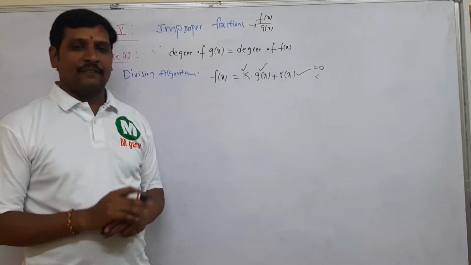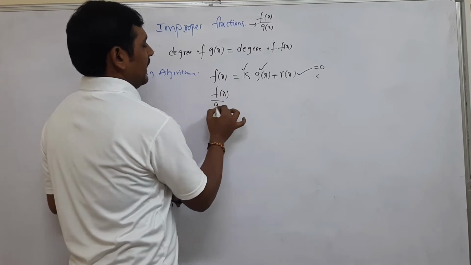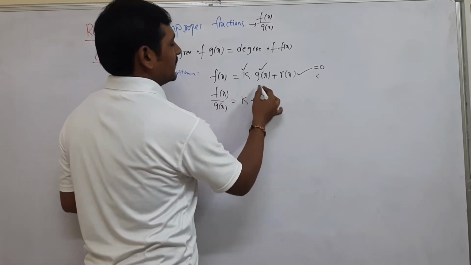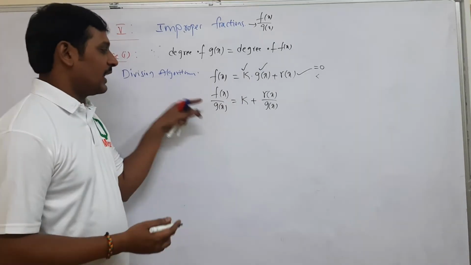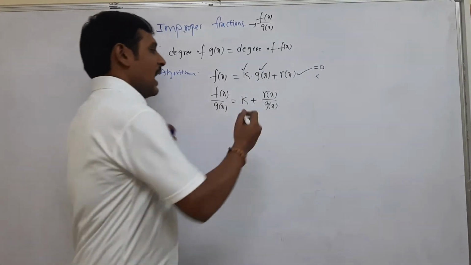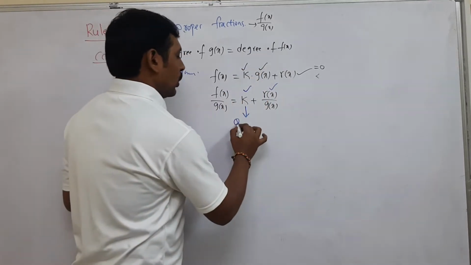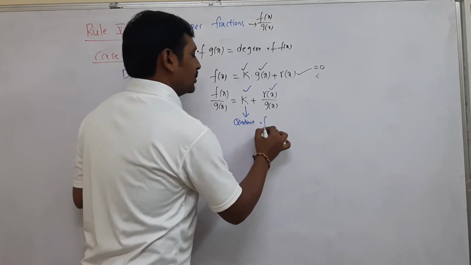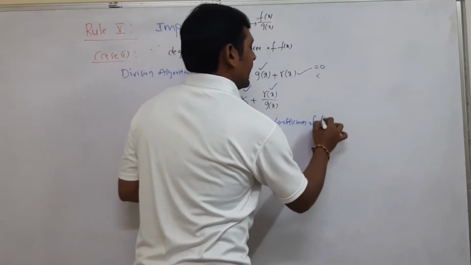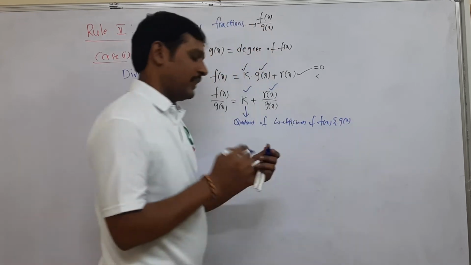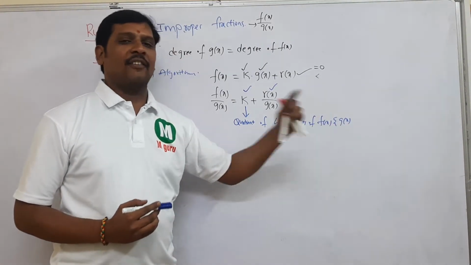So this is about f of x, but we need f of x by g of x. If we divide everything by g of x, what do we get? f of x by g of x is k plus, g of x gets cancelled, r of x by g of x. So the given fraction converts into the form k plus r of x by g of x. And what is k? k is the quotient. Which quotient? The quotient of the coefficients of f of x and g of x. So quotient is nothing but division: the division of the coefficients of f of x and g of x.